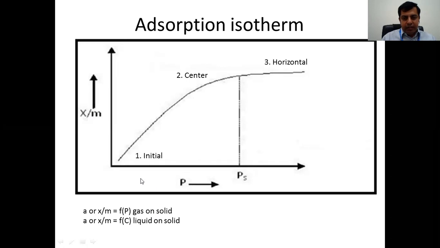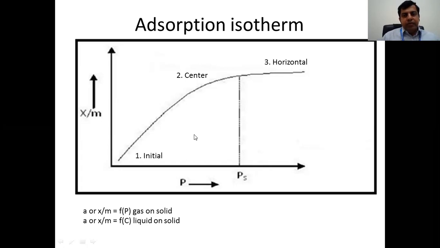It depends on the type of the adsorbate. In case of a gas, it would be pressure, and if the adsorbate is a liquid, it would be concentration, and this is increasing on the x-axis. On the y-axis, x is again the concentration of the adsorbate, and m is the concentration of the adsorbent, the amount adsorbed per unit mass of the adsorbent. This is called x over m, the ratio between adsorbate and the adsorbent.